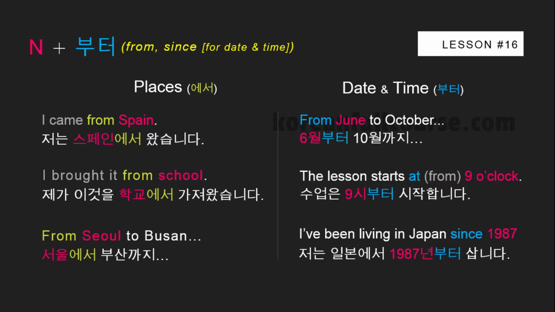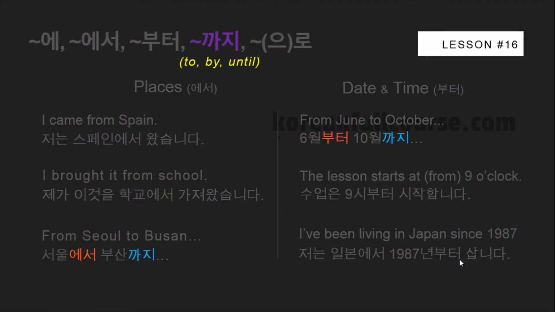I have been living in Japan since 1987. 저는 일본에서 1987년부터 삽니다. You see, you have both 에서 and 부터 in the same sentence. 에서 is translated as in and used to indicate a place, Japan, and 부터 is used to indicate a starting point of time.